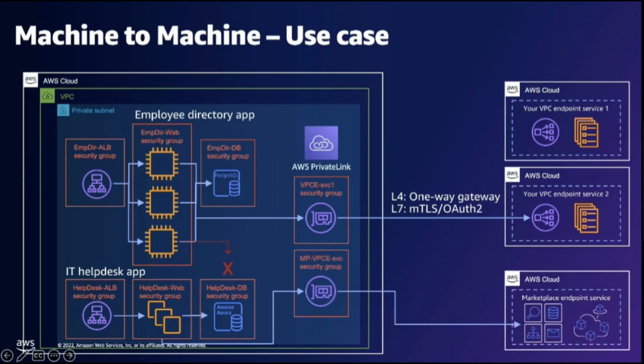Now, as we modernize, there's a need to consume services from third-party APIs, things like marketplaces. Again, this is a situation where we can use PrivateLink to communicate with third-party accounts to consume services in those accounts.